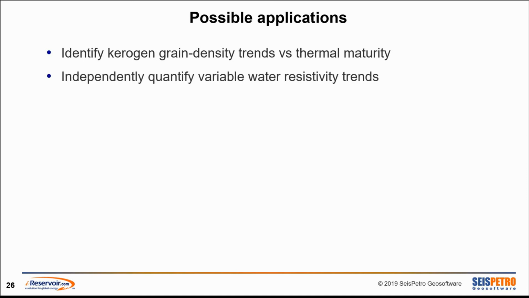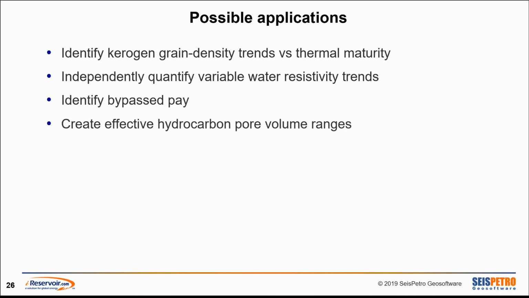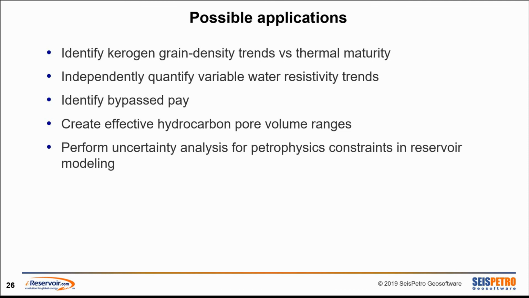Also, we're going to show an example of independent quantification of variable water resistivity trends. Other ways that we can use this algorithm are to identify bypass pay, create effective hydrocarbon pore volume ranges, and perform uncertainty analysis for petrophysics constraints in reservoir modeling.